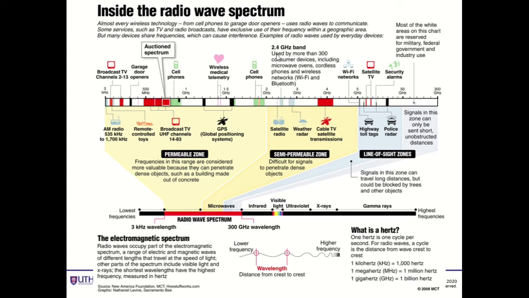The 2.4 gigahertz band is basically used by more than 300 consumer devices, including microwave ovens, cordless phones, and wireless networks for Wi-Fi and Bluetooth. This band, 2.4 gigahertz, is basically free, which we call the ISM band, industrial, scientific, and medical band. This band is free to use for all people or citizens.